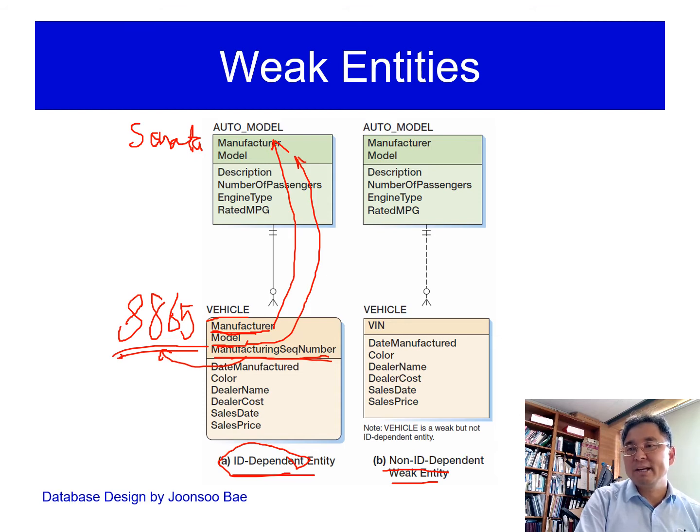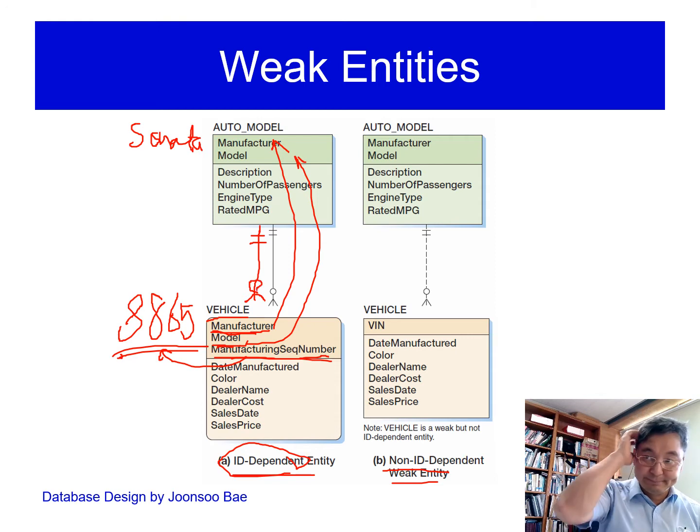So we can represent this relationship as a solid line. Can you see this is a solid line? And also minimum cardinality, maximum cardinality. Minimum cardinality is compulsory and maximum cardinality is only 1. And the ID dependent entity side is many, and also minimum cardinality can be optional here.